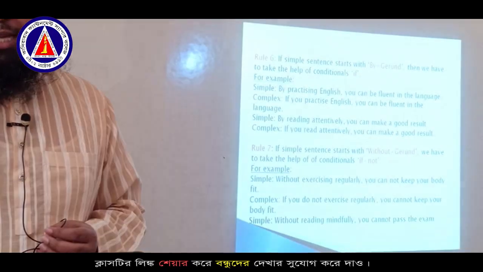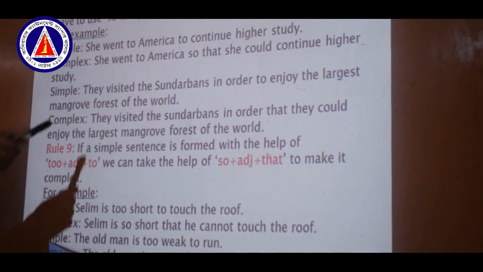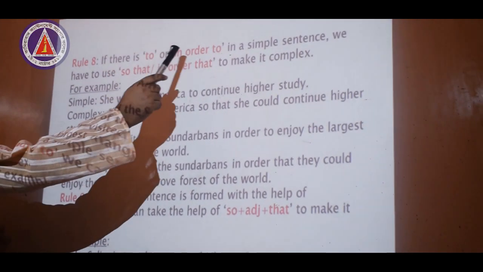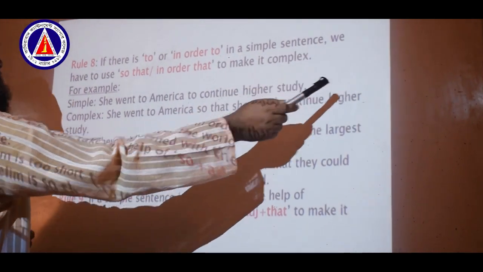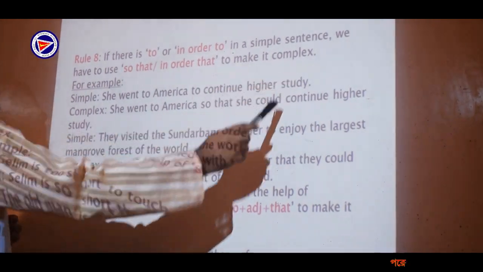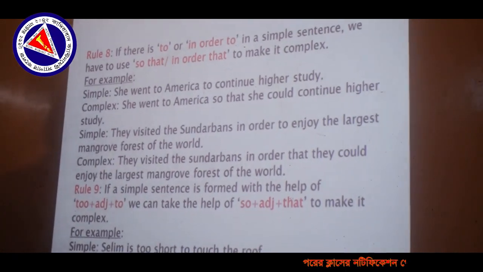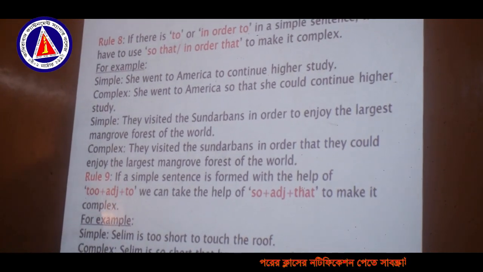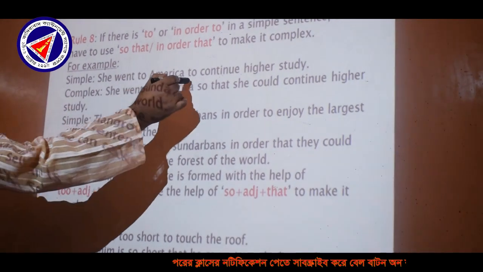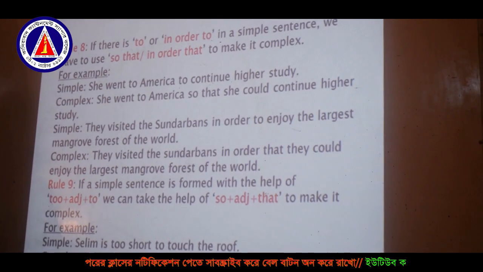Now rule number 8. If there is to or in order to in a simple sentence, we have to use so that or in order that to make it complex. She went to America to continue her study. So here it's not to America, rather to continue. This is an infinitive, to continue her study.